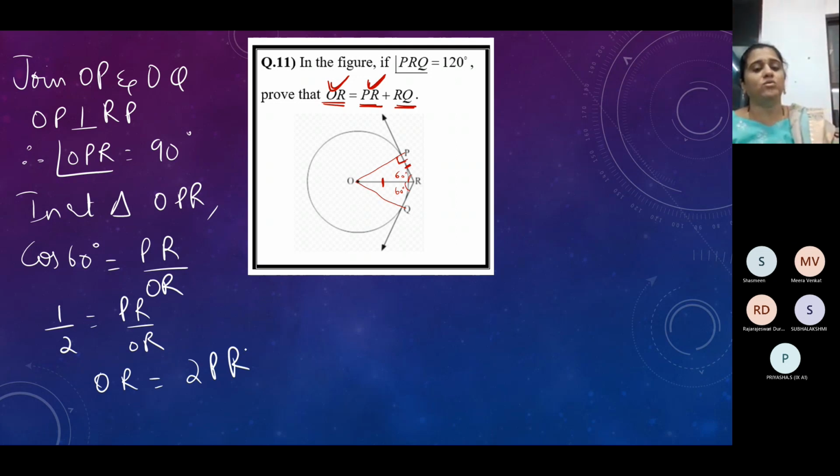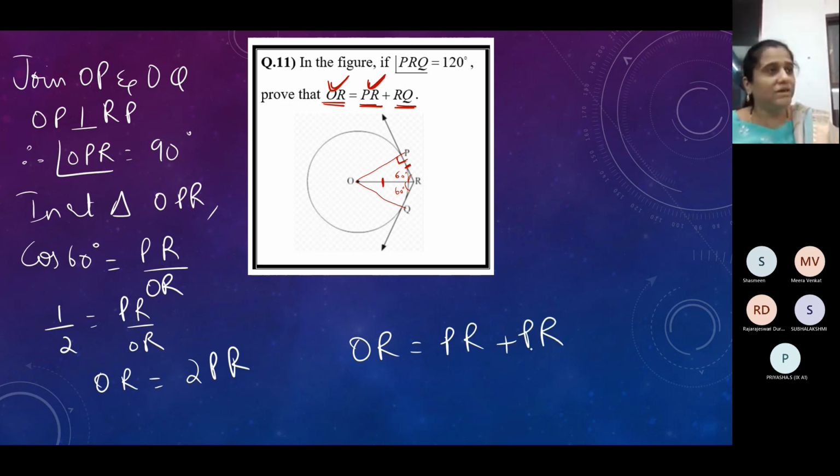And is PR equal to PQ? Is RP equal to RQ? RP, RQ. What's the reason, online students, why is RP equal to RQ? Length of the tangent drawn from an external point. Correct. The lengths of the tangents drawn from an external point of the circle are equal. So RP is equal to RQ. Now OR is equal to twice PR, meaning PR plus PR, correct? So OR is equal to PR plus RQ.